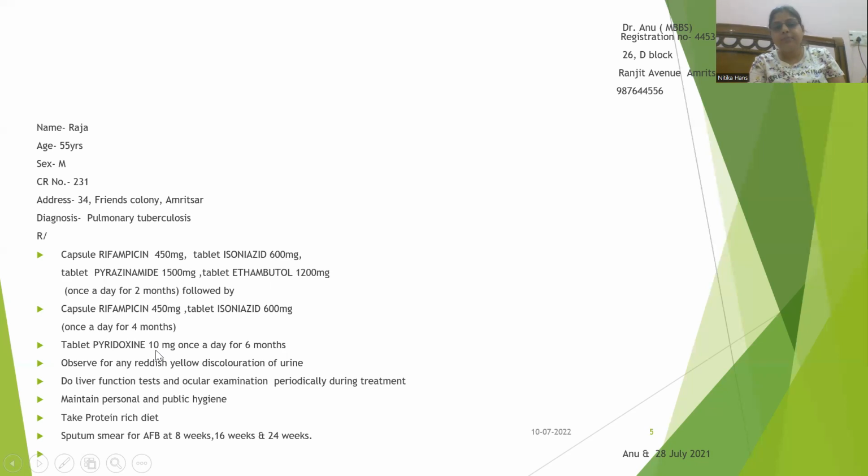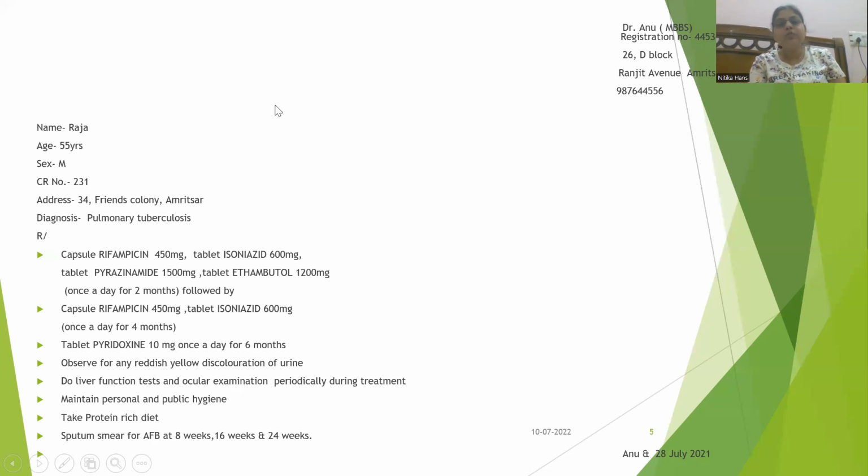Pyridoxine has to be prescribed because isoniazid causes peripheral neuropathy, 100 milligram once a day for 6 months. Observe for reddish orange discoloration of urine. Do liver function test and ocular examination periodically during treatment. Maintain personal and public hygiene. Take protein-rich diets. Sputum smear for acid-fast bacilli at 8 weeks, 16 weeks, and 24 weeks.